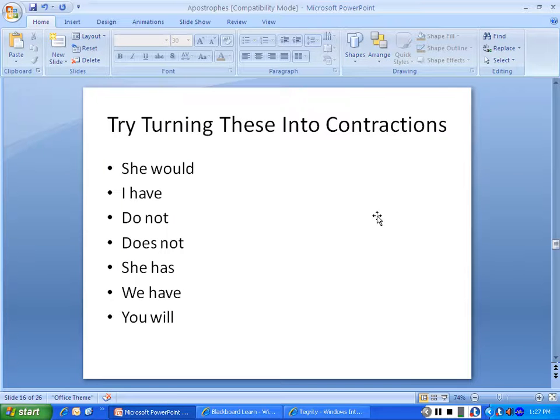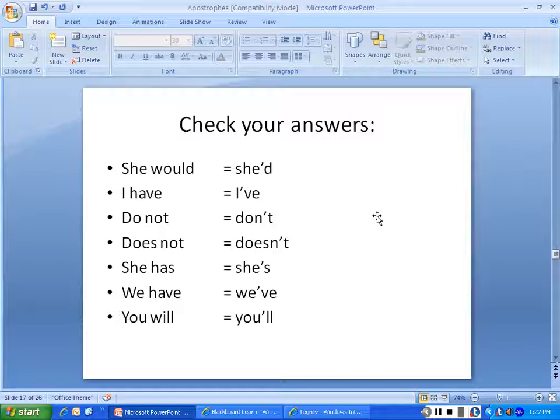Let's check your work. She would becomes she'd. She'd like to go to the concert. I have. I've got a headache. Do not. Don't trouble me. Does not. She doesn't care. She has. She's got a problem. We have. We've got a problem. You will. You'll be ready soon.